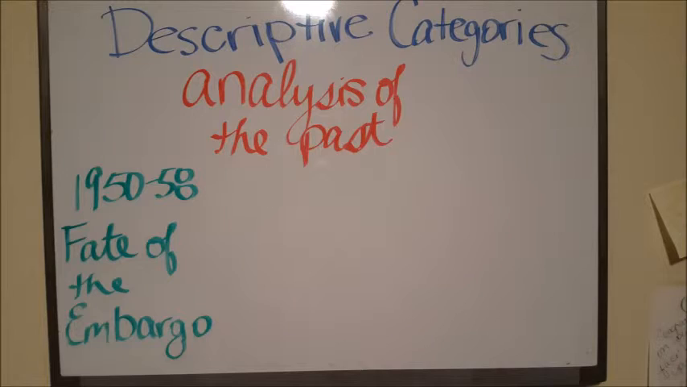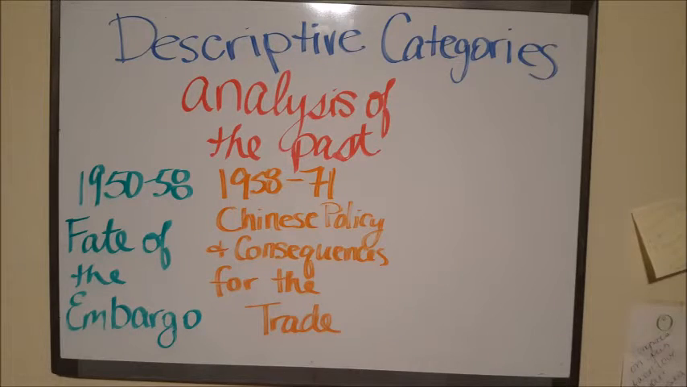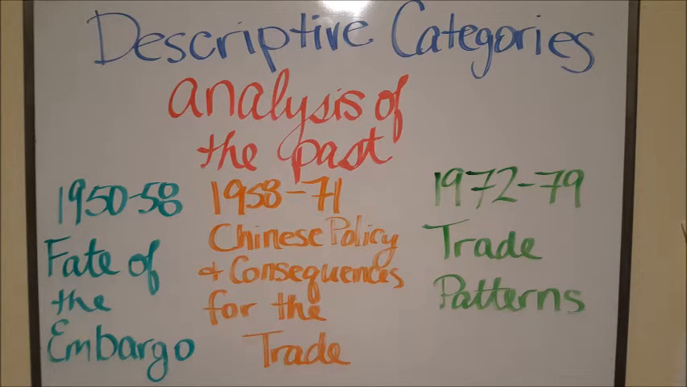She begins with marking out 1950 to 1958 as the fate of the embargo. Secondly, she marks out 58 to 71. This was the Chinese policy and consequences for trade. Lastly, she lines out the 1972 to 79 period. These were the trade patterns under the embargo, where the Chinese had become accustomed to how they were treated by the world, and also just a look forward into what the situation was in the 90s and later on into what we see the relations are today.